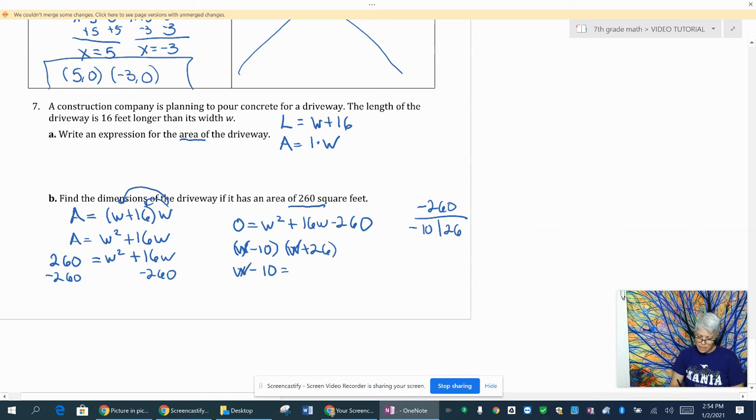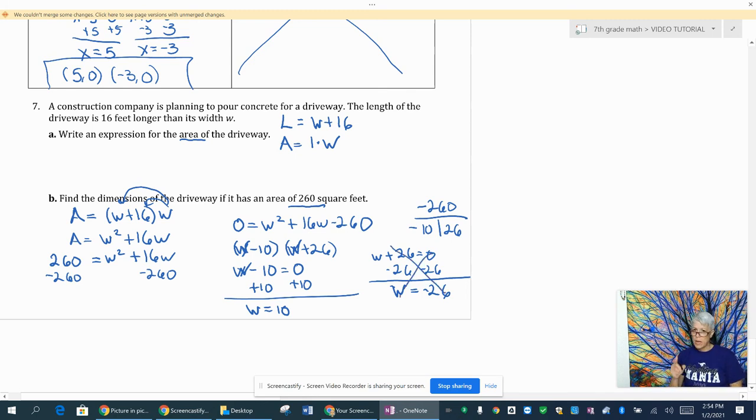W minus 10 equals 0, so that's going to be plus 10, plus 10. So we have w equals 10. Now you're probably wondering, well, wait a second here. I have 2 w's. How can I have 2 w's? Well, that's because you can't. Now think about it. Can the width be a negative number? It can't be a negative number. So this is out. I only need the 1. Okay, I have the width.